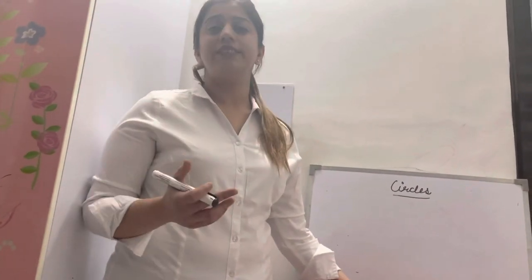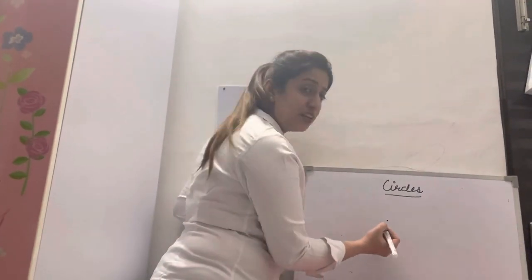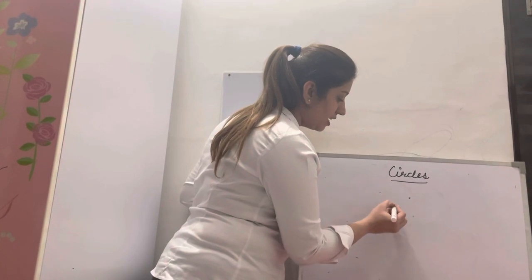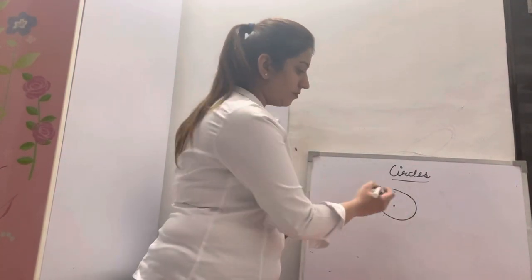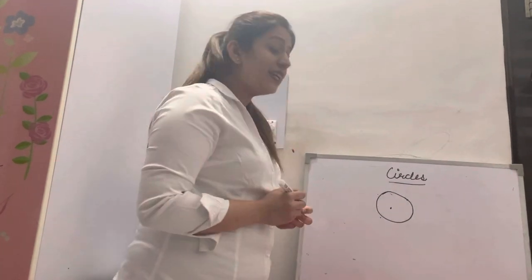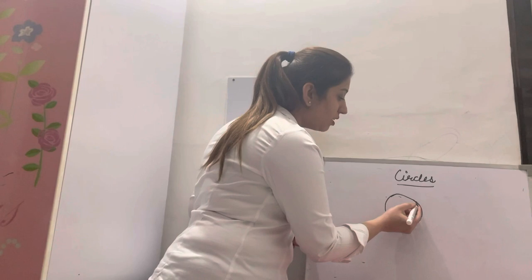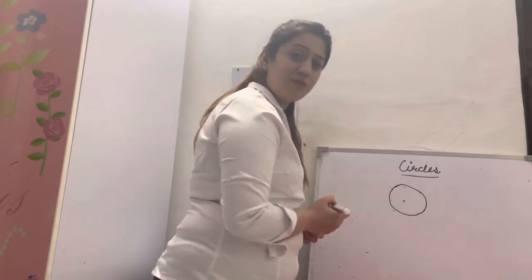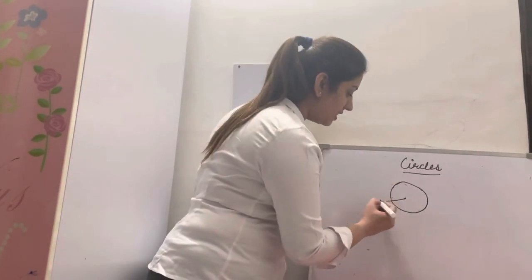So how do we draw a circle on a plane? If I take a fixed point and start making different points at an equal distance from this point and join all of them together, it forms a circle. So basically, what is a circle? Any closed shape with all the points connected together at an equal distance from the center is what we call a circle.